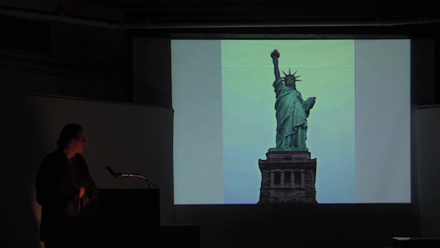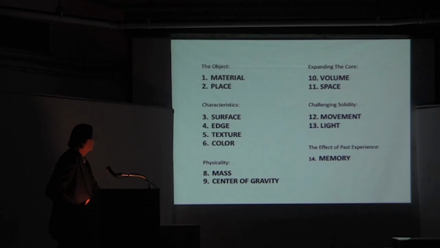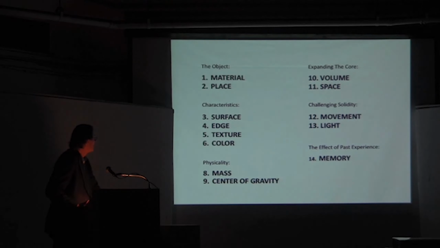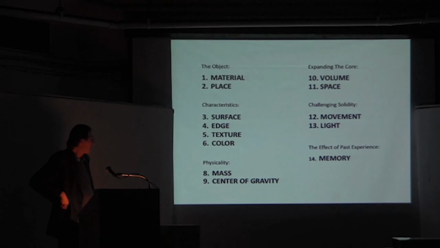Okay, next slide. These are the elements of sculpture, 14 in total, that is really the basis of my book. It begins obviously with the materiality of the object, and then it moves through and ends with the most ephemeral, which is memory. Okay, next.